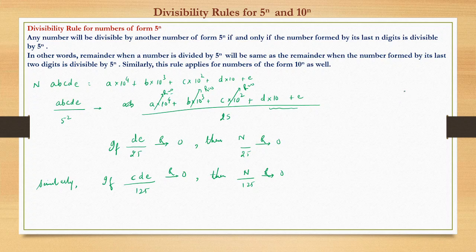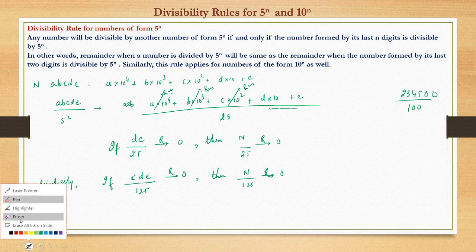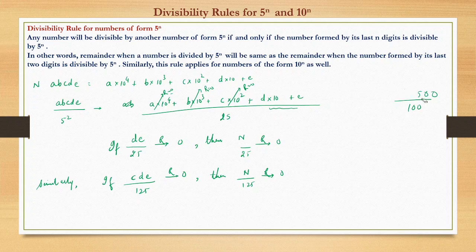So suppose we have 2, 3, 4, 5 and we have to divide by 100, this is not divisible. But had this number been ending with 20, then it would be divisible. So this is the same thing. Now we will move on to further concepts.